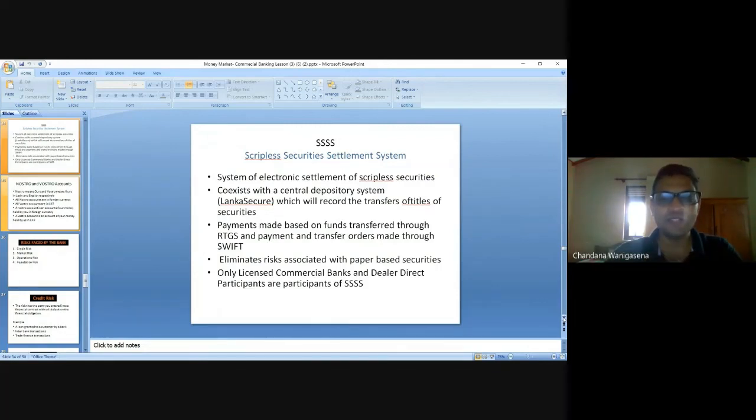So once the transaction takes place and the investment takes place, these securities are deposited on the web in a secured manner. That's scriptless. We don't use papers, which is why we call it the scriptless securities settlement system. So this is applicable for investment in treasury bills and treasury bonds between commercial banks and the central bank.